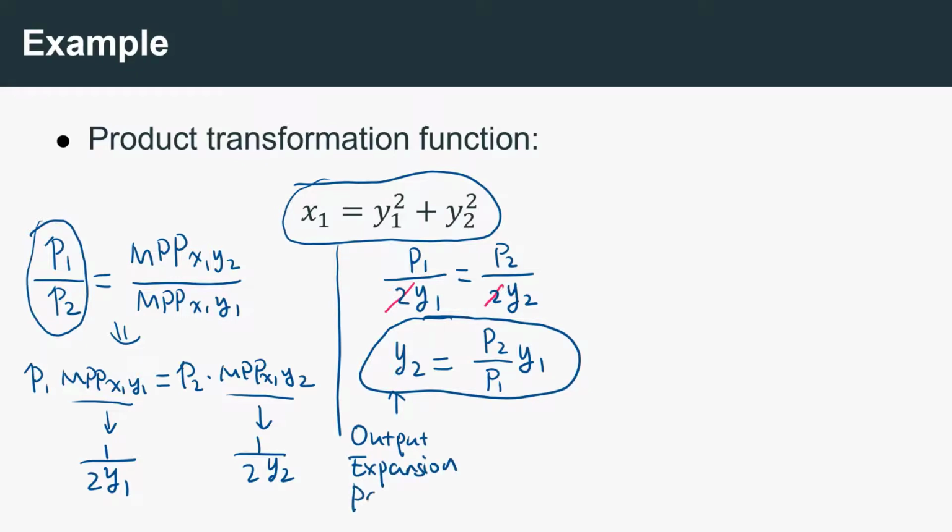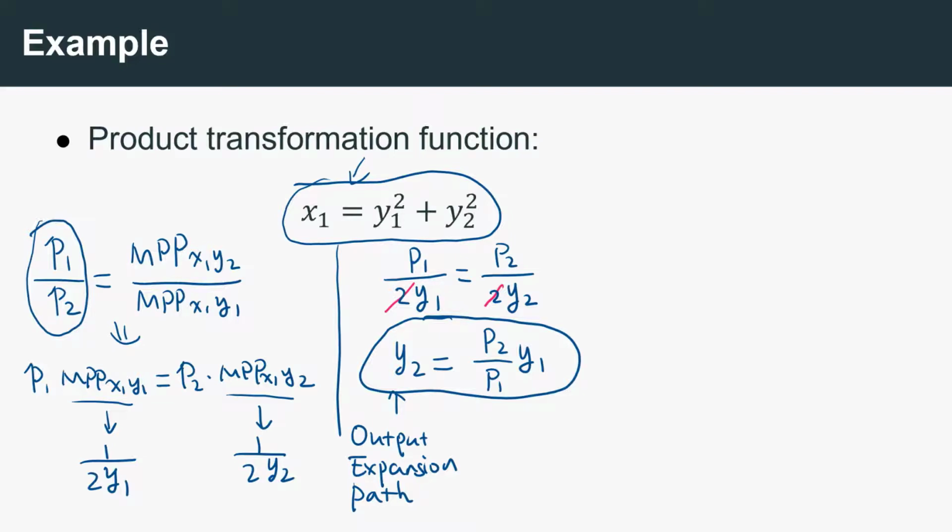Remember, in the 2 input case, we also have the expansion path. We solved the expansion path for the Cobb-Douglas production function, and we mentioned there that if the production function is homogeneous, which is the case for Cobb-Douglas, then we have a linear expansion path. So that's for the 2 input case. And here, in this 2 output case, you can see the output expansion path of this type of product transformation function is also a linear function.